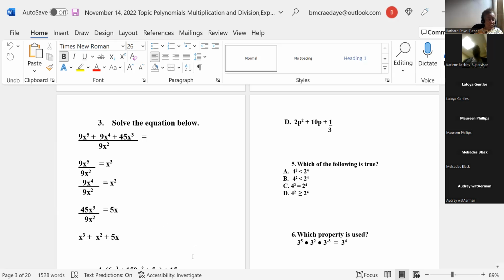Questions? Yes, one question. All right, Mercedes. 45x to the third power divided by 9x to the second power. You don't subtract the 2 from the 3? Yeah, that's why you got x to the 1. The 1 is a default power on a variable. If you don't see a power, it's a 1.